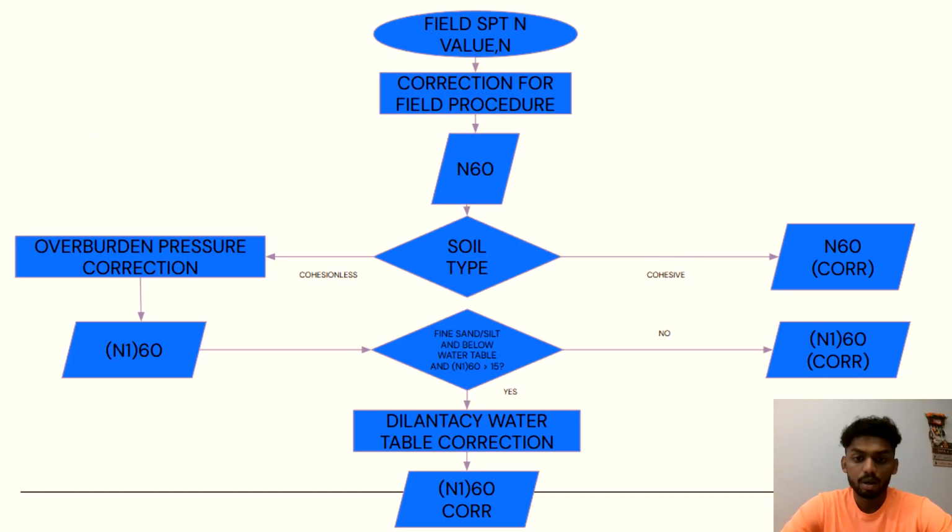So this is the overall process for correcting the SPT N value. First, we start with the field N value. Then we apply corrections related to field procedure to obtain N60. Next, we consider the soil type and apply overburden pressure correction to get N160. If the soil is fine sand or silt below the water table and the value is greater than 15, we apply dilatancy correction. Finally, we obtain the corrected value, which is used for design and analysis.